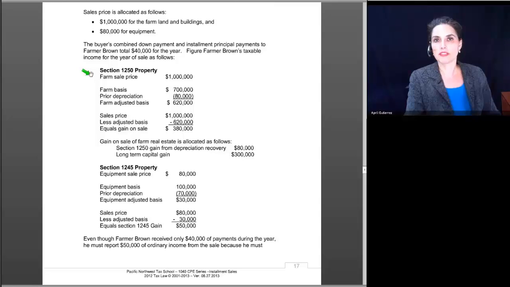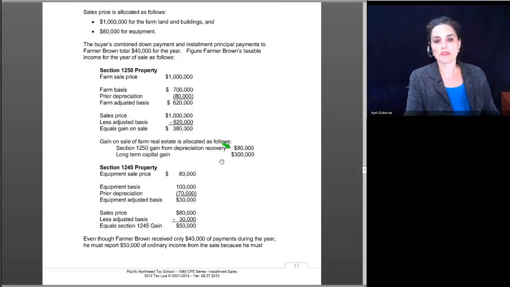Firstly, we look at the farm sales price, which is $1 million. We then look to the basis of the property, which is $700,000, and we subtract out the prior depreciation to get a farm adjusted basis of $620,000. The sales price is $1 million. We subtract out the adjusted basis, and we get the profit or the gain on the sale. The gain on the sale of the farm real estate is allocated as follows. Section 1250 gain from depreciation recovery is $80,000, and long-term capital gain is $300,000.